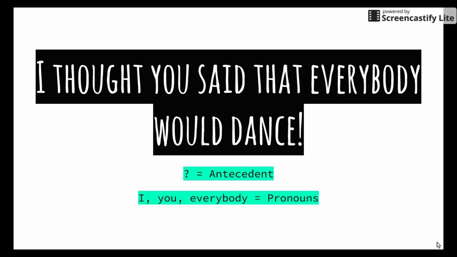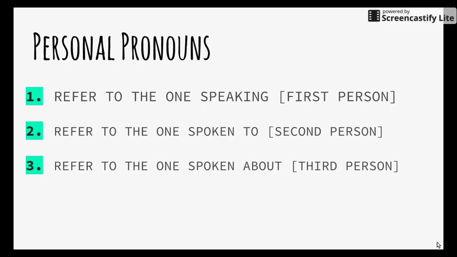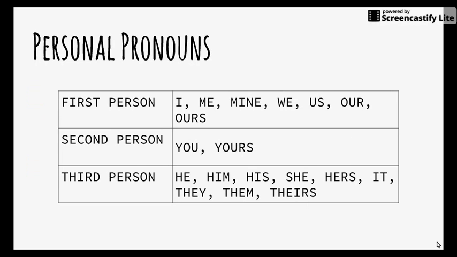Just like nouns, pronouns can be divided into some different categories. So let's start with personal pronouns. A personal pronoun refers to the one speaking when it's in the first person, the one spoken to in the second person, or the one spoken about in the third person. Here are the examples. In the first person, if you're talking about yourself, you would say I, me, mine, we, us, our, or ours.